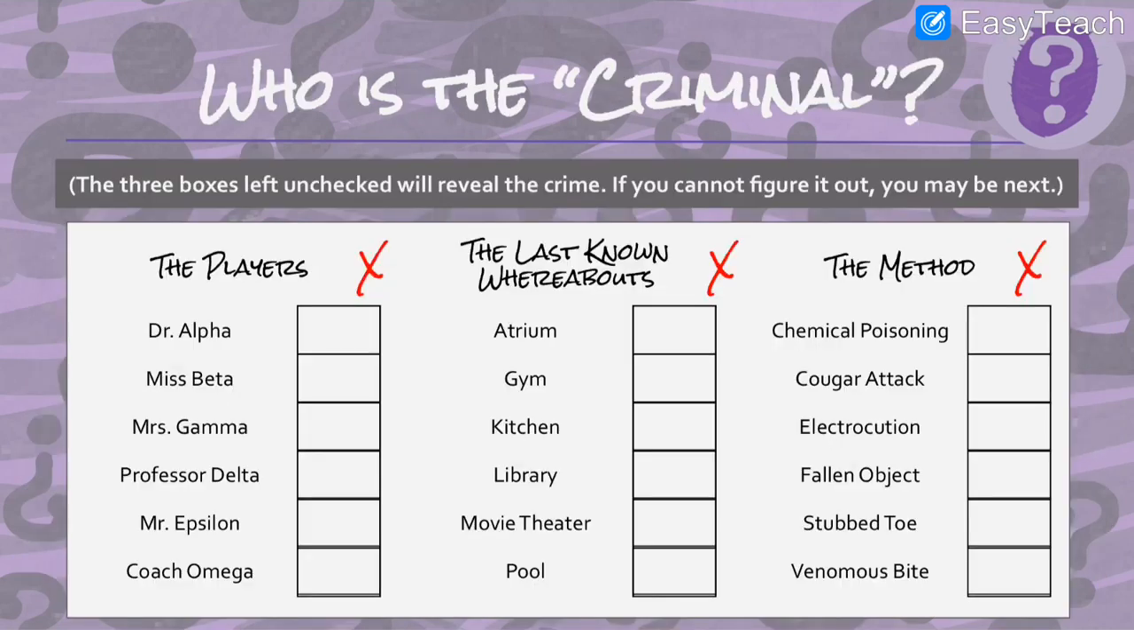This is the Who is the Criminal page. Each time you answer a clue, you're going to put an X on what you found from that clue. At the very end, after all 10 clues are solved, you will have one player remaining without an X, one last known whereabouts remaining without an X, and one method remaining without an X. That is going to be your solution.